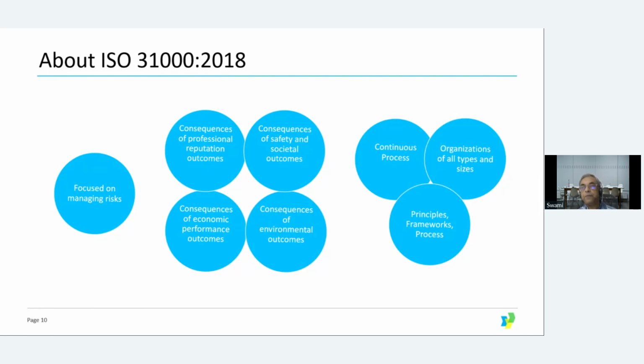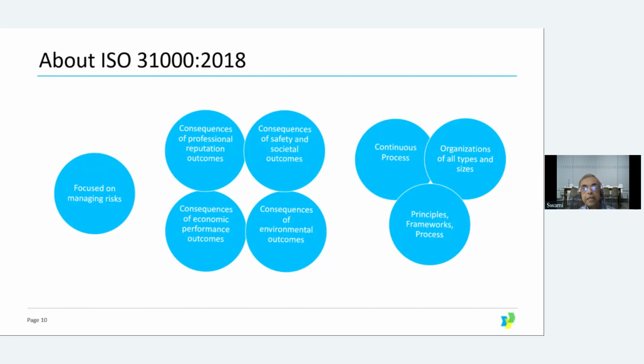That is why all types and sizes of organizations have to implement the ISO 31000:2018 standard guidelines. 31000:2018 is not a certifying standard, but only guidelines, giving the principles that good risk management needs to have, what we need to consider while preparing our framework for risk management, and what items we need to take care of when we prepare our risk management process. All these are defined and given in the standard.